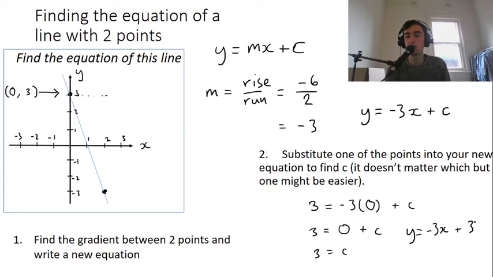And just to recap, we worked out the y-intercept. There's 2 ways of working out the y-intercept in this particular example. One of them is just looking at it and noticing that it goes through the y-axis at 3. The other one is substituting the point in. Now, even if I substituted the other point in, that would still work. I would still find out that c is 3.